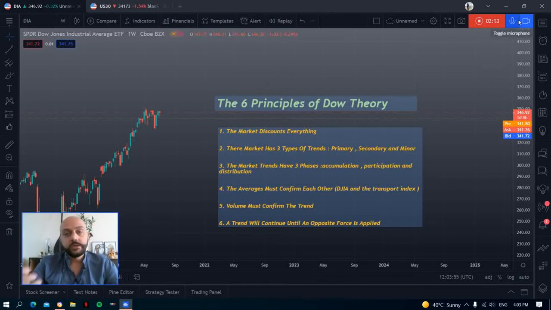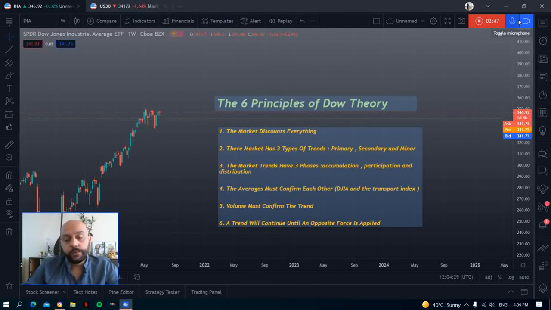The participation phase is basically when everybody goes public, everybody starts to understand the value of the stock, and everybody starts to pile in. The stock starts gaining momentum, and it's going really fast in an uptrend. And the distribution phase is basically when the less knowledgeable, less experienced investors try to buy in. But at that time, the smart investors that actually bought in the accumulation phase are already selling their stocks and cashing in their profits.